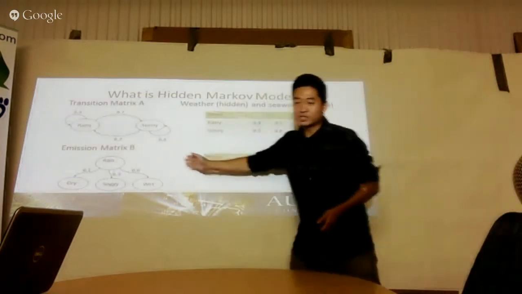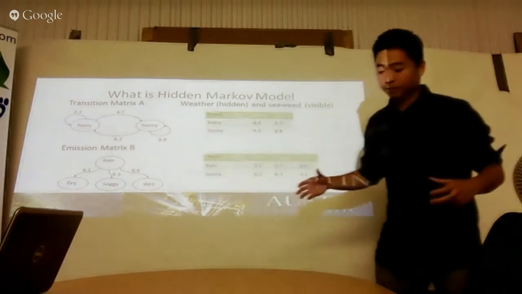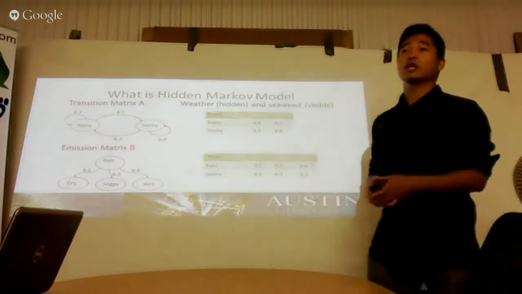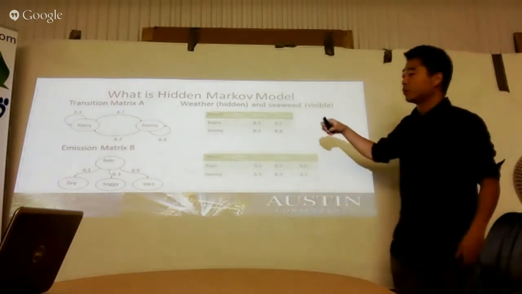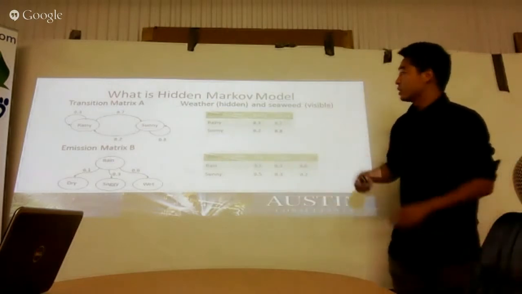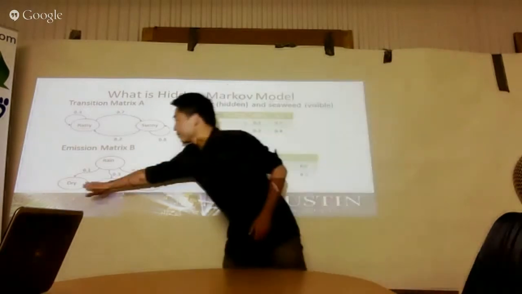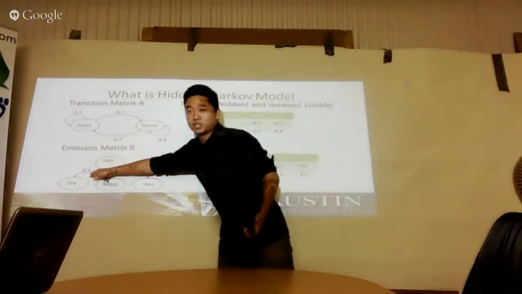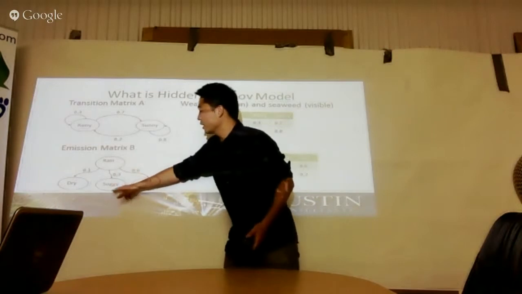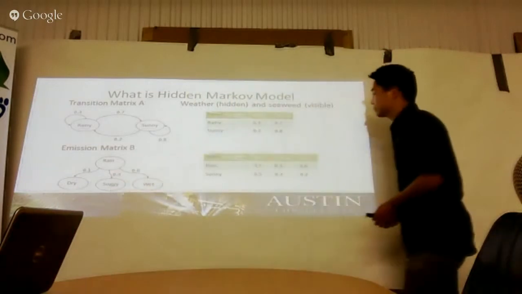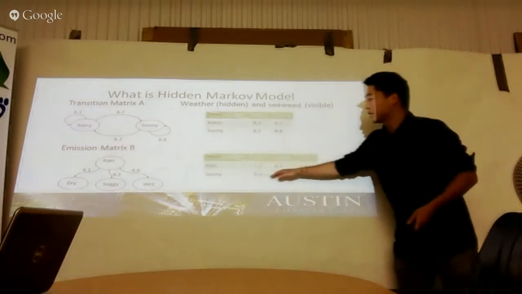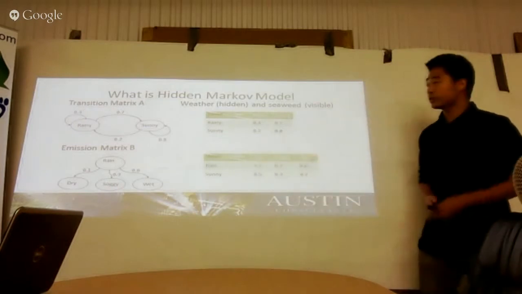So back to the weather example. Say we can't really see what the weather is like outside, but instead we put a seaweed, and the seaweed might be dry or soggy. Well, there's a 10% chance it is dry when it's raining, and 0.3 is soggy, 0.6 when it's raining. You've got another matrix. We call this the emission matrix.